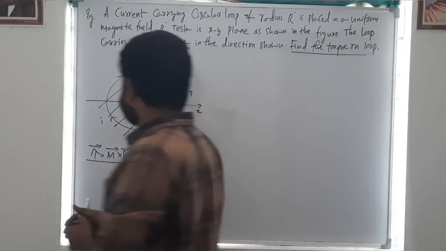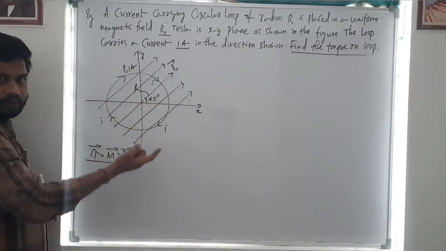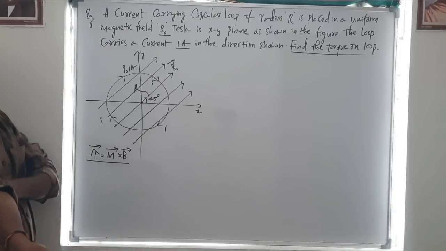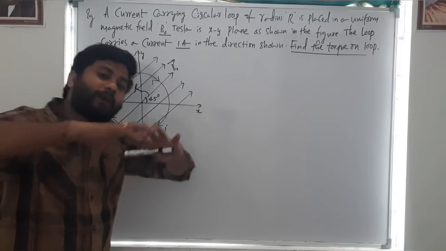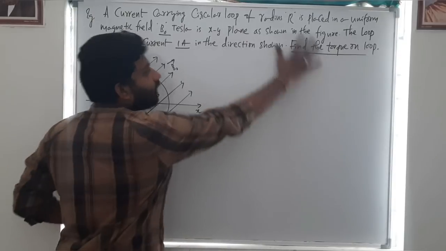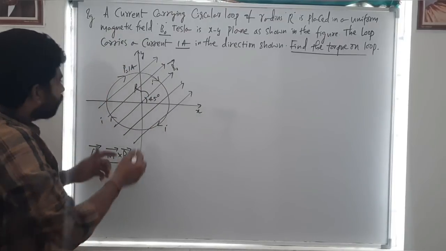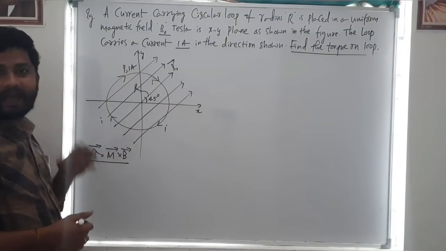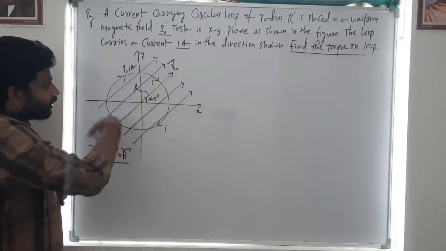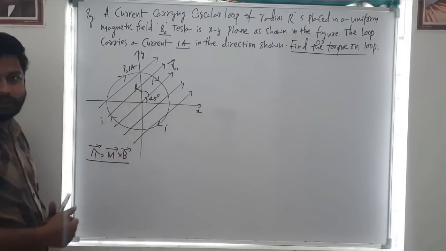So let's see the area vector. This is the current direction. To find the area vector, I have told you the area vector will always be perpendicular to the loop. If this is the loop, its area vector will be perpendicular to that. So this is the circular loop we have, and the area vector may be like this or maybe into the plane.